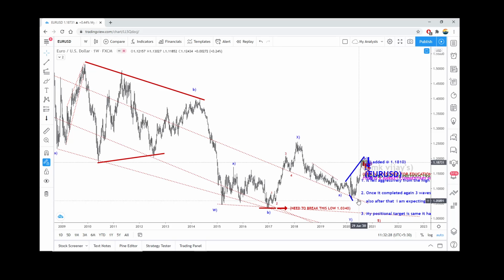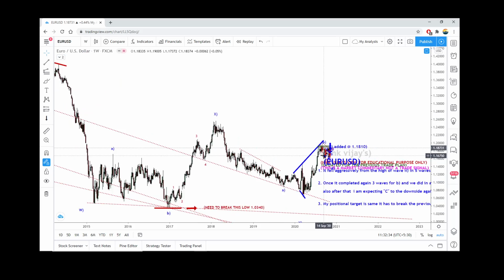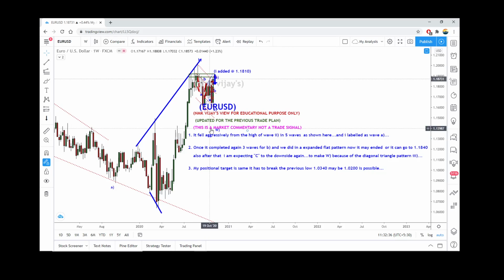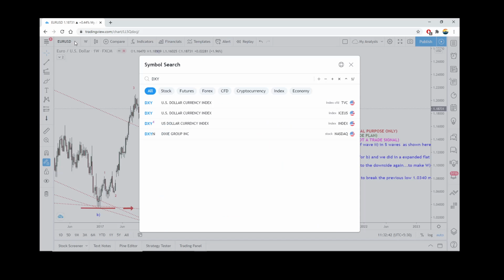So I'm not so satisfied to keep this as a truncated. So far this is the only one I'm having the alternative view. So let's see how it moves. So let's move on to the DXY only.